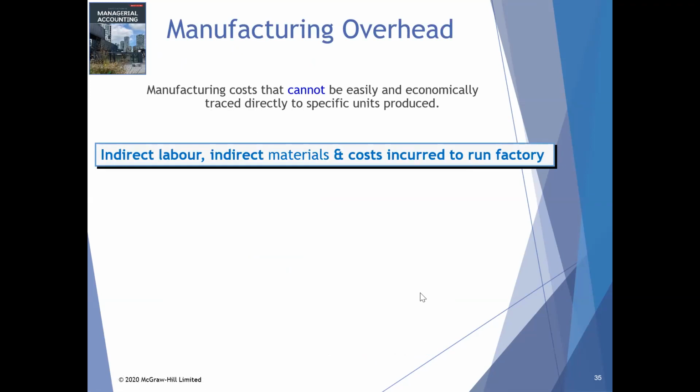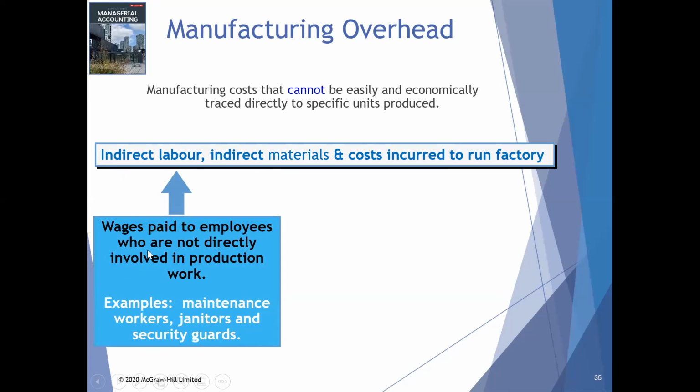Next we have manufacturing overheads. These are manufacturing costs that cannot be easily and economically traced directly to a specific unit produced. So manufacturing overheads are indirect, not direct: indirect material, indirect labor, and costs incurred to run the factory. Those are the indirect expenditures that we cannot easily trace to one unit. No, we cannot. That is known as manufacturing overheads.